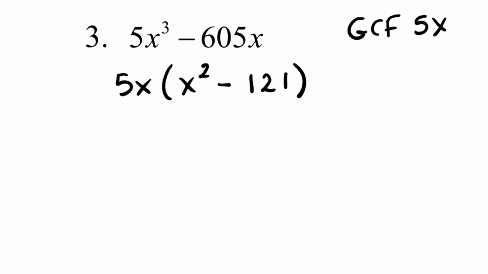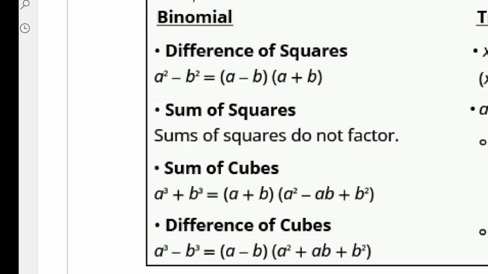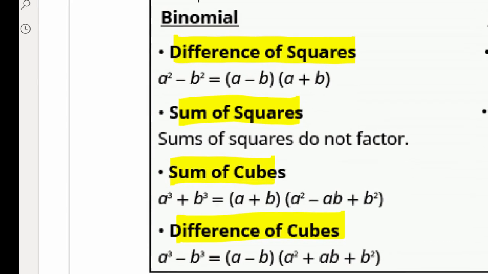Now, with the binomials, remember, there are 4 different binomials for you to keep track of. Let me remind you of what those are. So here are our 4 binomials that you have to keep track of. The difference of squares, the sum of 2 squares, the sum of cubes, and the difference of cubes. Okay, so you have these in your notes, right? Let's go look and see what binomial we have in our problem.